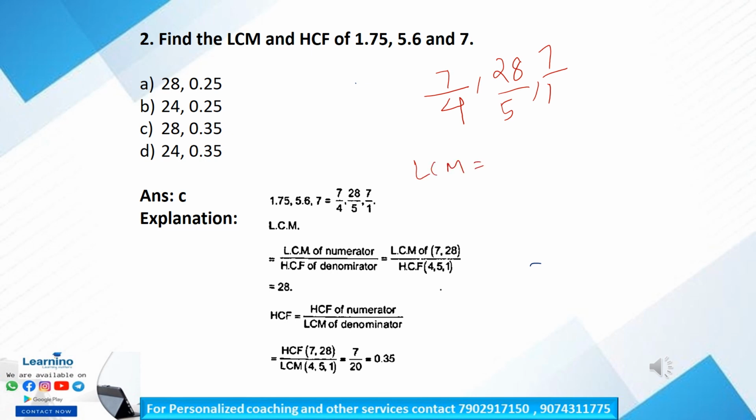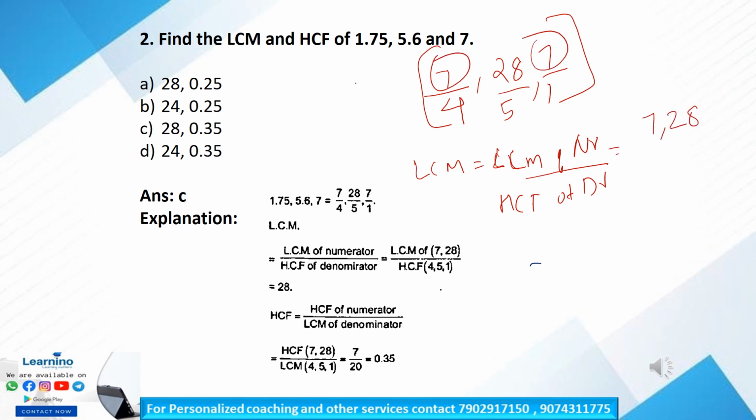The LCM of a fraction is equal to the LCM of the numerators divided by the HCF of the denominators. Is it clear? So what is the LCM of the numerators? The numerators are 7 and 28. 7 is common, so take one 7. So the LCM of 7 and 28 divided by the HCF of 4, 5 and 1.